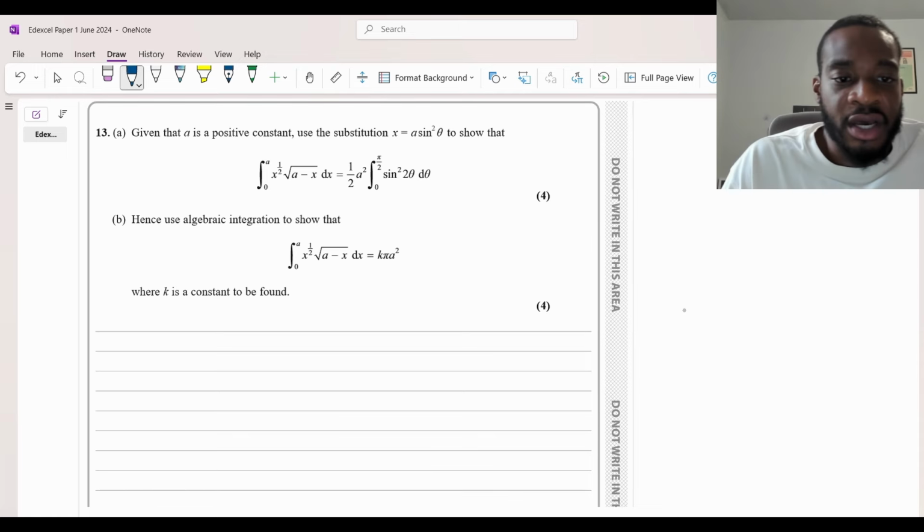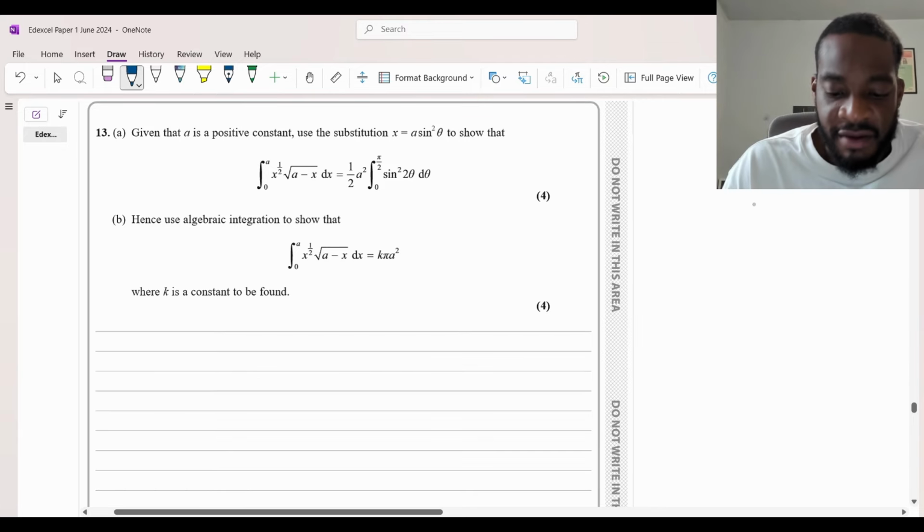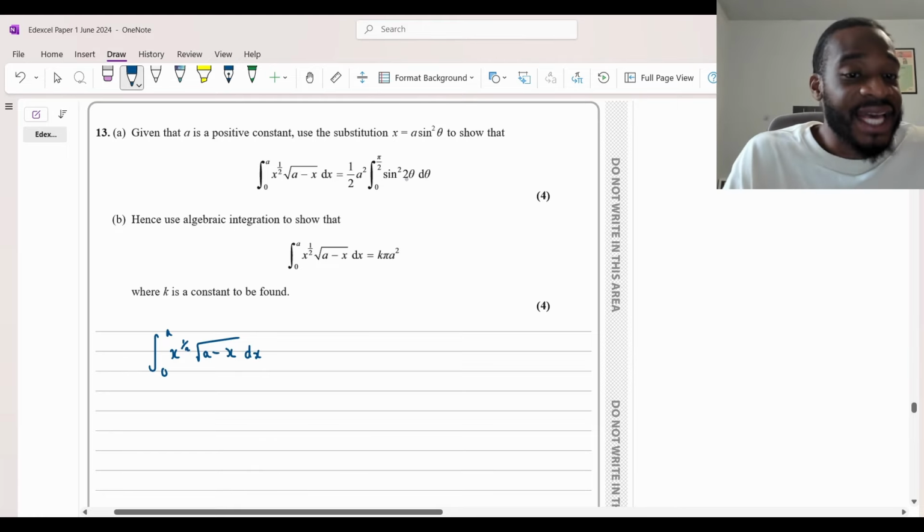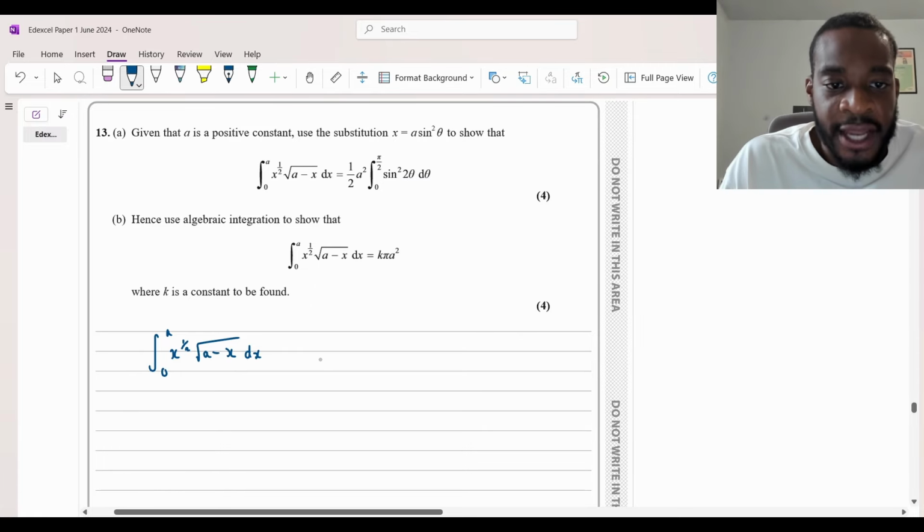So let's get started. What I like to do whenever I'm doing integration by substitution is, let me write the integral again. So between 0 and a, x to the half root a minus x dx, right? I always just plug in the substitution. Remember, the whole point is you're trying to eliminate x's everywhere. So let's go ahead and start doing that.